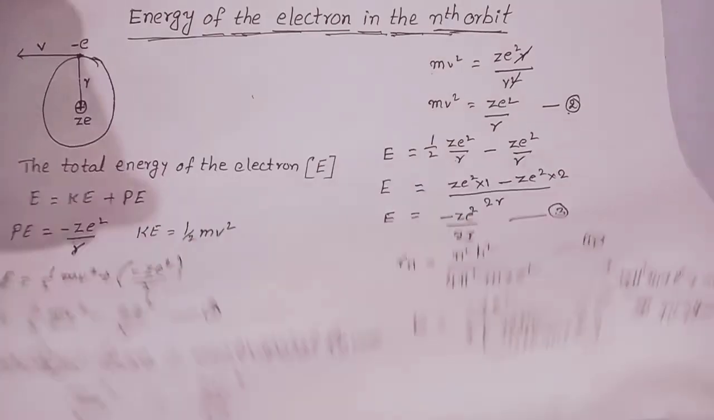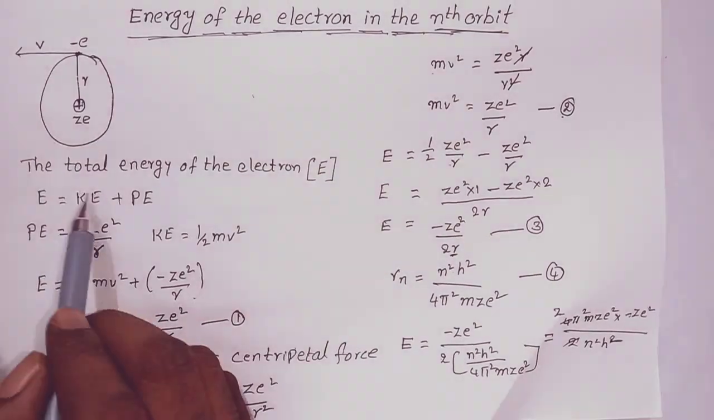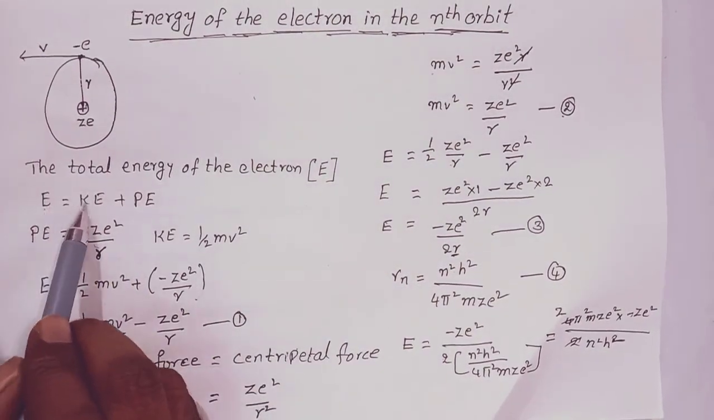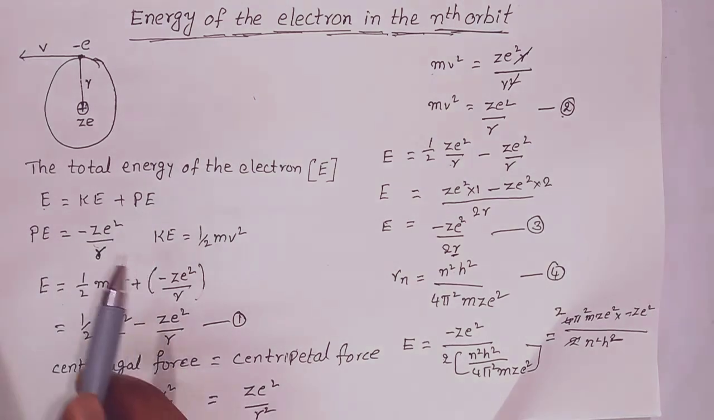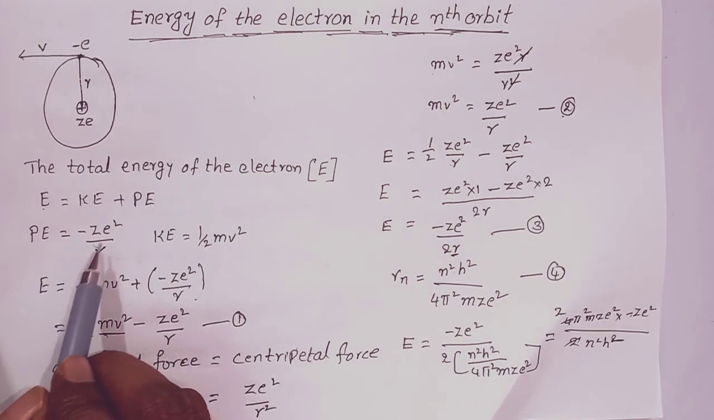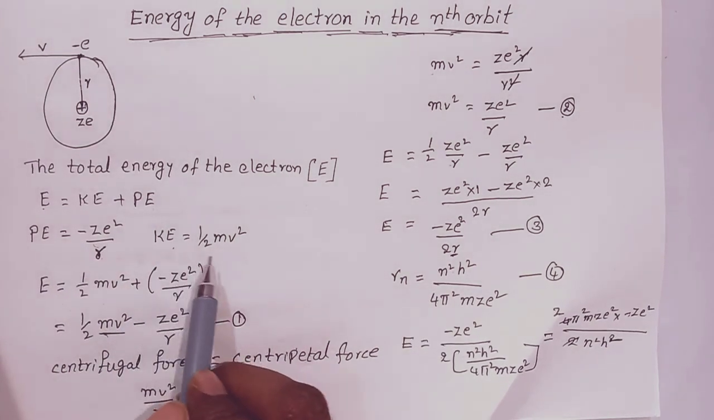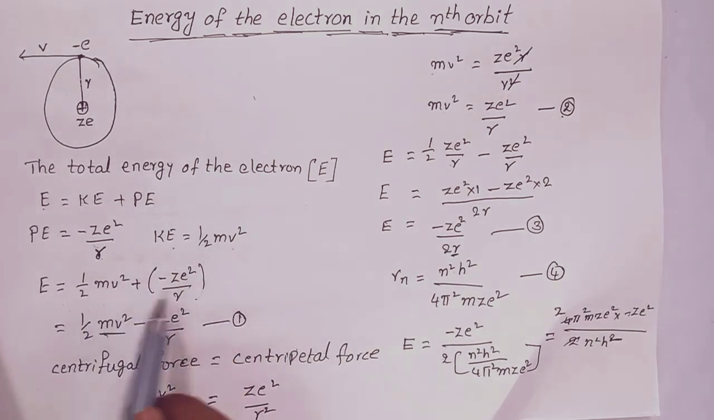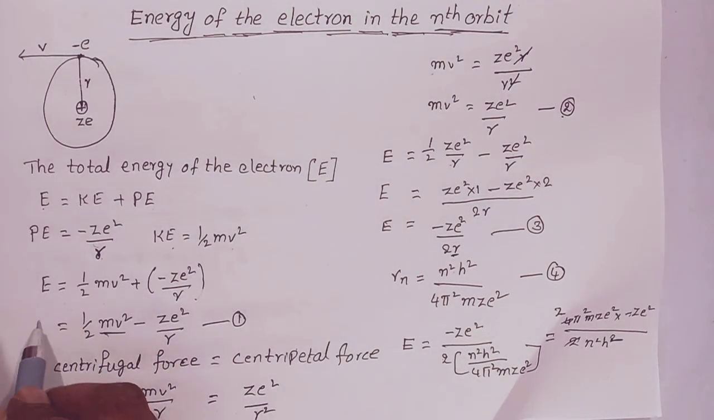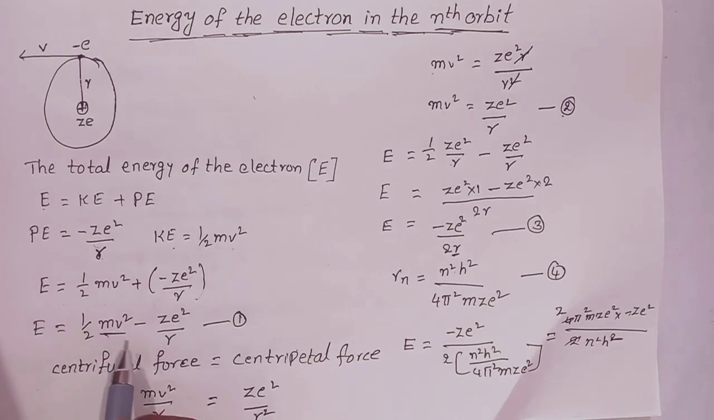So once again, how to derive this? First of all, you have to take the total energy. The total energy equals kinetic energy plus potential energy. Potential energy equals minus Z e square by r. Kinetic energy equals half mv square. When we add these two, we get the relation E equals half mv square minus Z e square by r.